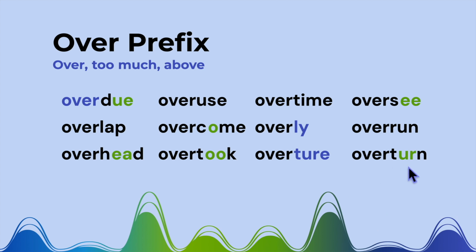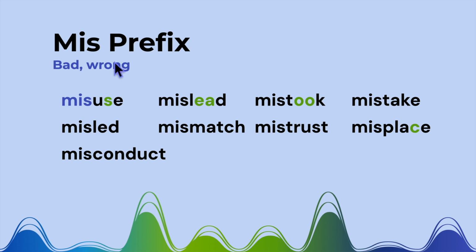UR says ur, overturn. The prefix mis means bad or wrong, so when you misuse something, you use it in the wrong way. EA usually says E, so this is mislead. This root is took with an oo sound, so mistook. Mistake. Misled. Mismatch. Mistrust. C is going to say S because of the E. Misplace. Misconduct.